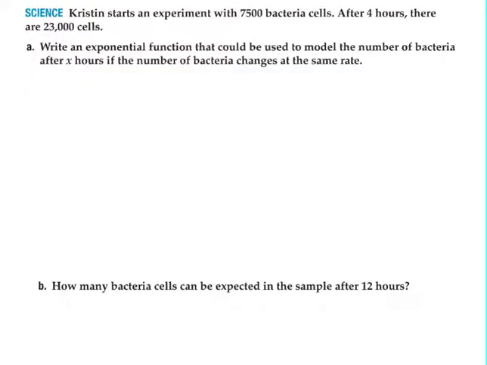So let's go ahead and see what this is. It says Kristen starts an experiment with 7,500 bacteria cells. So 7,500 is my initial amount. After 4 hours, there are 23,000 cells. Write an exponential function that could be used to model the number of bacteria after X hours if the number of bacteria changes at the same rate. So currently, my formula would be Y equals 7,500 times B to the X. And I don't know what B is. So in order to go ahead and write my equation, I need to find what B is.